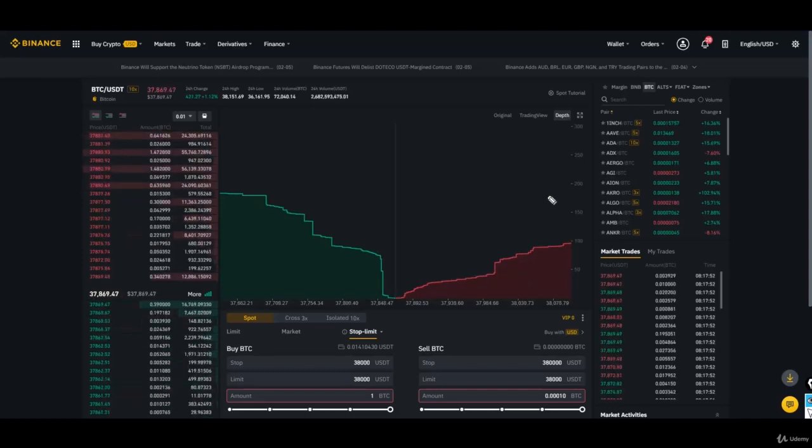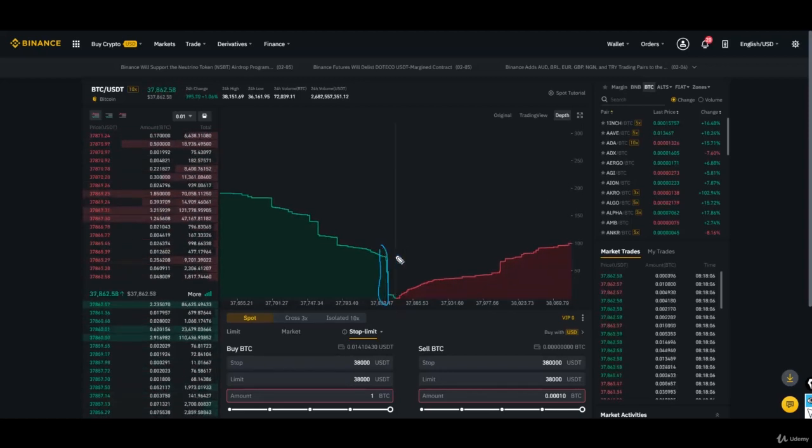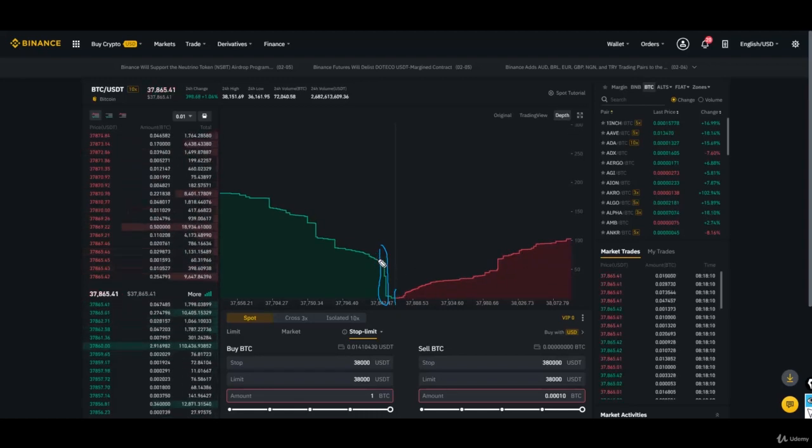In this video, I want to talk about the depth of field. That means where are the pending orders. On some platforms, such as Binance, you can actually see the walls, the buy walls and the sell walls. Here, you can have a buy wall. That means that the price is in the middle and it's getting closer to the pending orders.